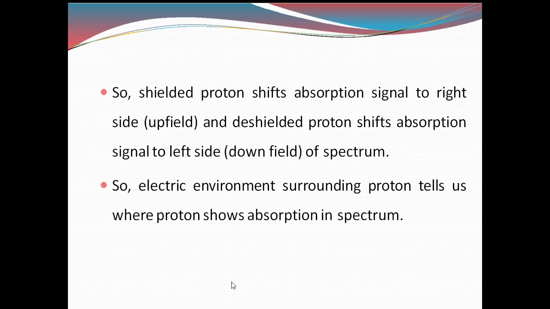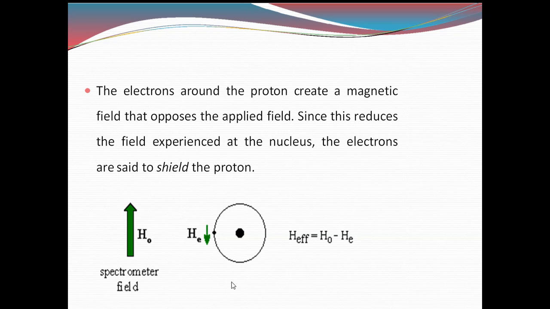The electric environment surrounding the proton tells us where the proton shows its absorption spectrum. So the electrons around the protons will create a magnetic field that opposes the applied magnetic field, which reduces the field. So what will happen? For example, these are the electrons. They will create some field, and this is the applied magnetic field, isn't it?